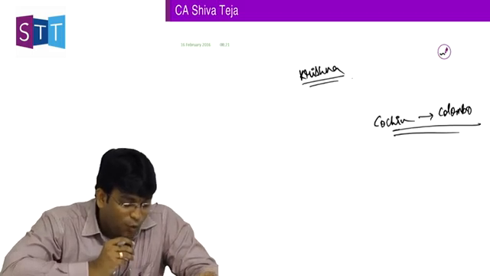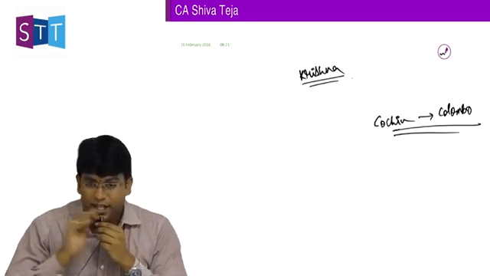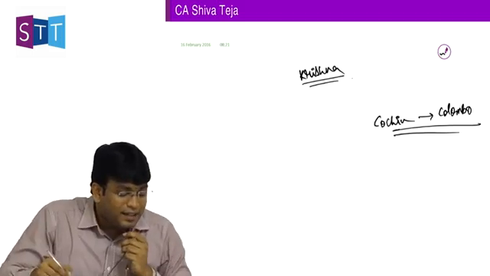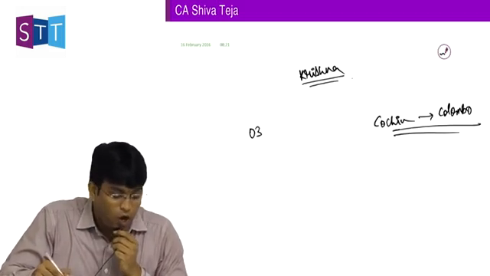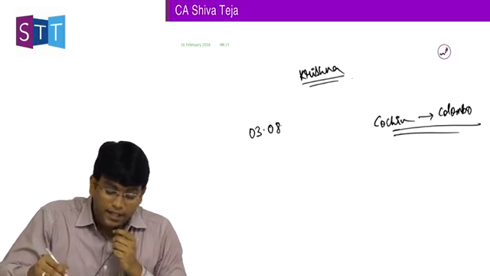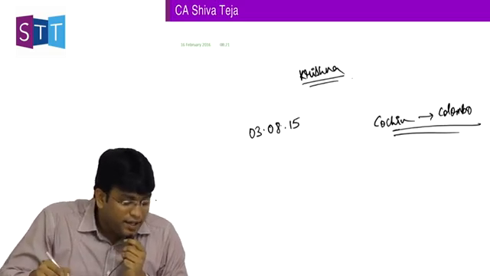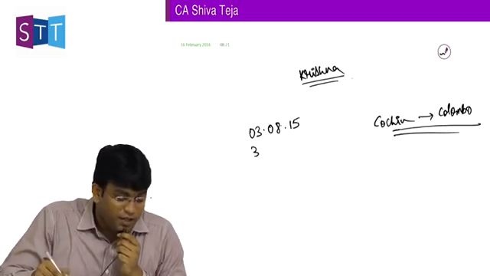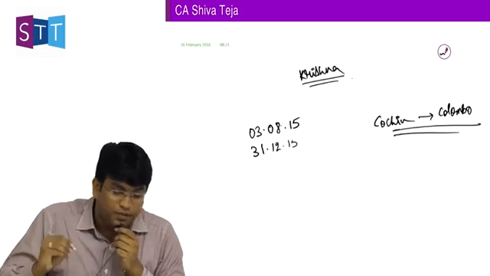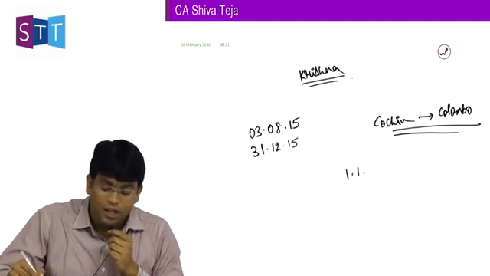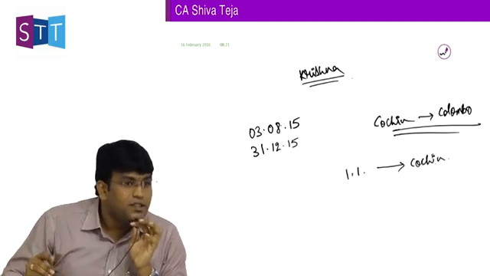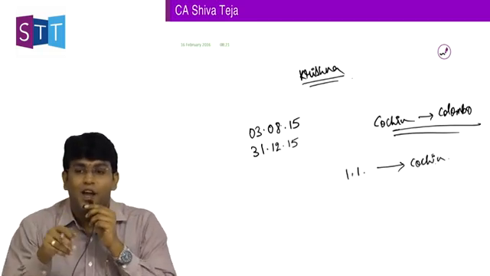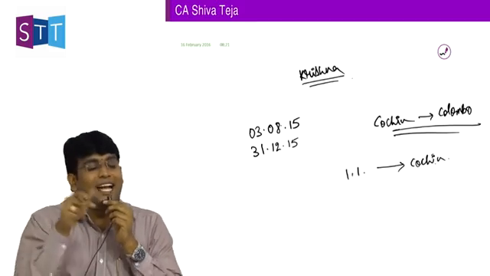Mr. Krishna, working as a crew of a ship, provides the following details. Date entered into CDC for joining the ship: 3rd August. Date entered into CDC for signing off: 31st December 2015. And on 1/1, he went back to Cochin. That means he is in India only. Correct, my dear friends?